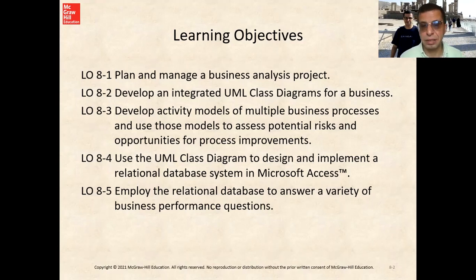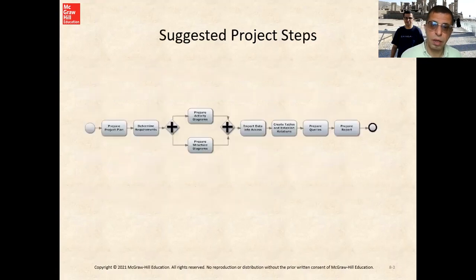We use the UML class diagram to design and implement an RDB, or relational database. We're not going to emphasize this a lot, and we employ the relational database to answer a variety of business performance questions.